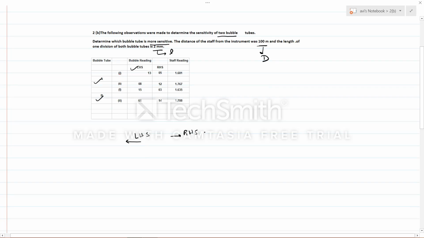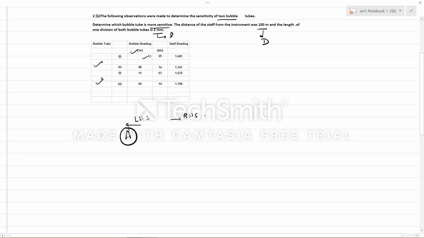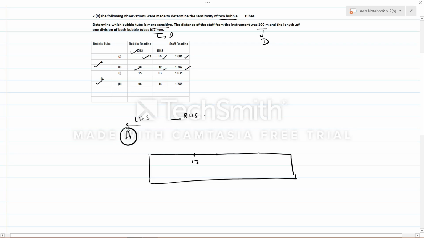Suppose we are taking bubble tube A. The LHS reading was 13 and 8, and the RHS reading was 5 and 12, and the staff readings, S2 and S1, were 1.767 and 1.681. So what does that mean? The first bubble reading was 13, suppose this is the center, and in the second it was 8, and the RHS readings were 5 and 12. So 13 corresponds to 5, and 8 corresponds to 12.